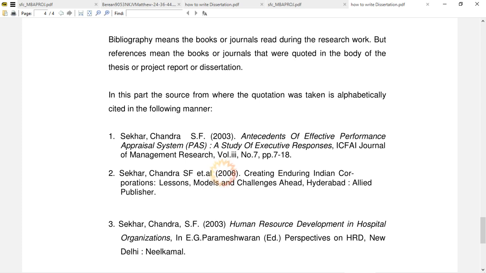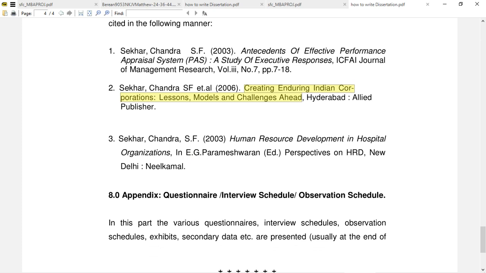Now in the brackets, you put the year of publication. And this is the book which I published in the year 2006, called Creating Enduring Indian Corporations, Lessons, Models and Challenges Ahead, Hyderabad, Allied Publishers. Now, if I am the single author of a book, I will publish it by removing et al. But if it is a chapter from a book, this is the way I would mention it. I am only contributing one chapter in the book, but the editor is somebody else. So I would mention it like this: Shekhar Chandra SF, 2003, HRD in Hospitals, in E.G. Parameswaran, edited book titled Perspectives on HRD, New Delhi, and the publisher name is Neil Kamal. So that's how you would do it.